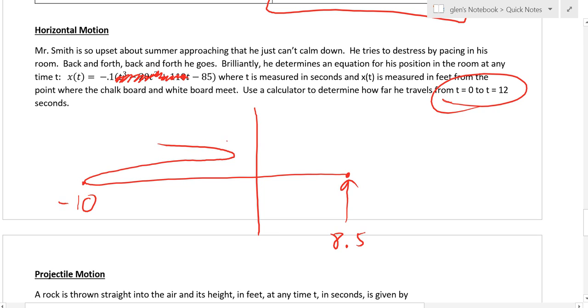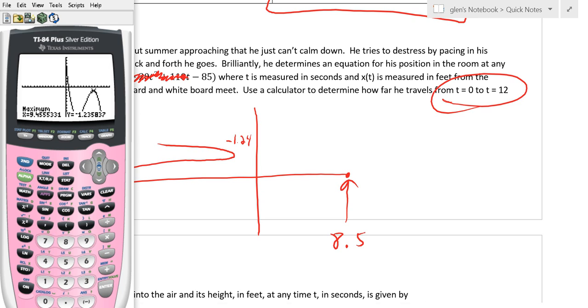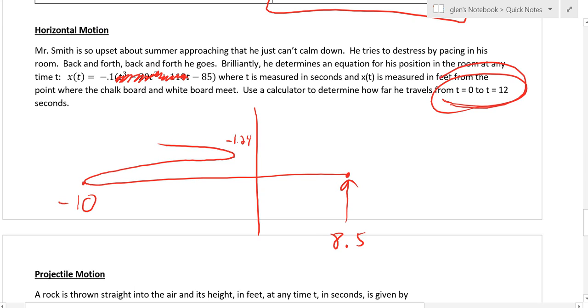So that's this value right here. Negative 1. I forgot already. 24? Cool. And that happened at time 9.4555, right? Now look, remember my time, I said how far did I move from 0 to 12? So now what do I need to know? Well, where am I at 12? I need to know what the value is at 12.